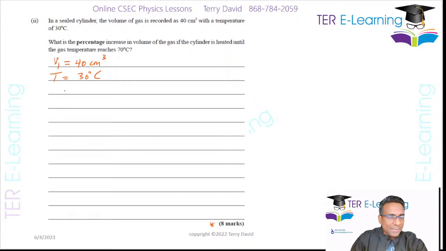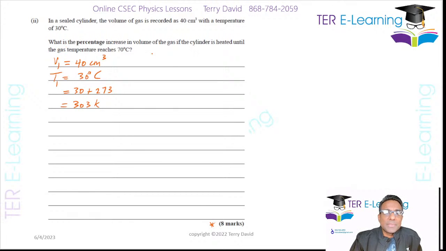But one thing I want you to do is convert that into Kelvin. If you don't convert to Kelvin, you're going to lose marks, because the gas laws are based on Kelvin temperatures. So you're going to say 30 plus 273, because remember, to convert from degrees Celsius to Kelvin, we have to add 273 to it. So this here is going to be 303 Kelvin. That's my initial temperature, let's call that T1.